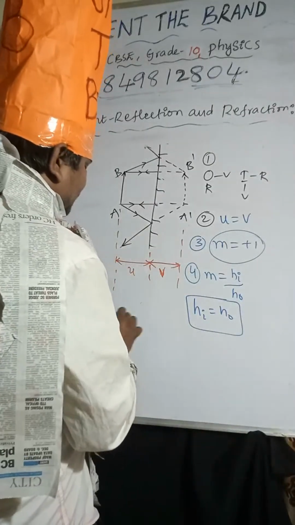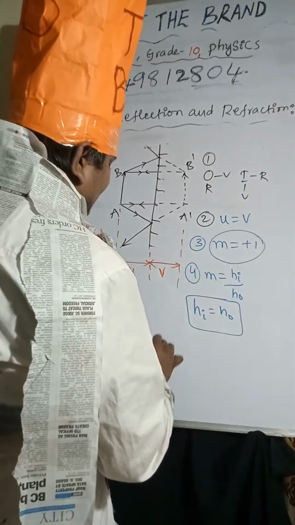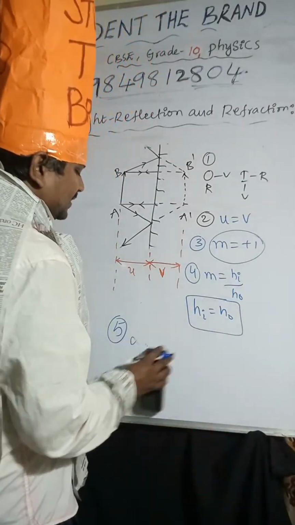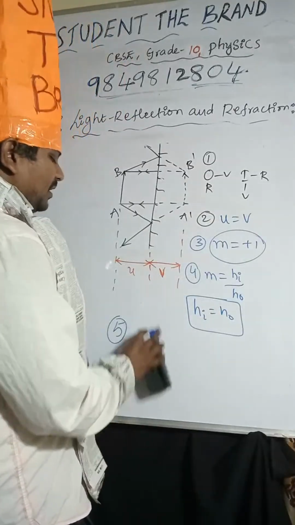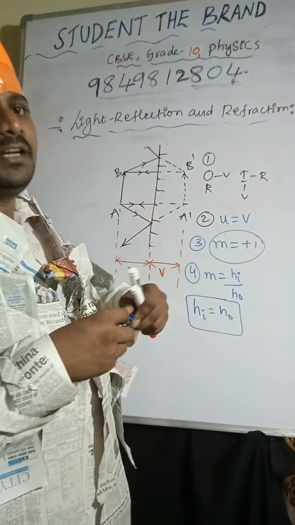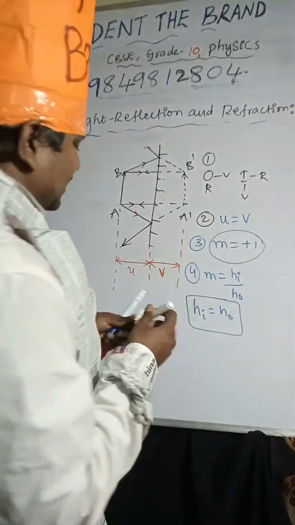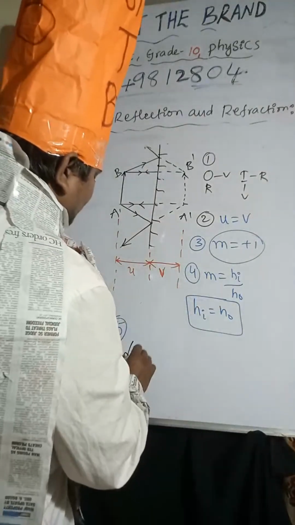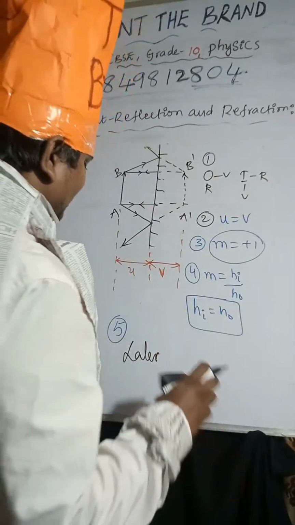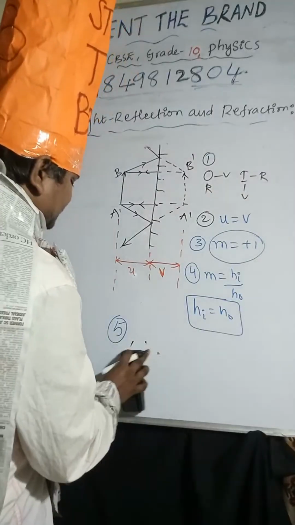And also the fifth one: it shows lateral inversion. What is lateral inversion? It is the phenomenon in which the right side of the object appears to be the left side of the image, and the left side of the object appears to be the right side of the image. Lateral inversion.